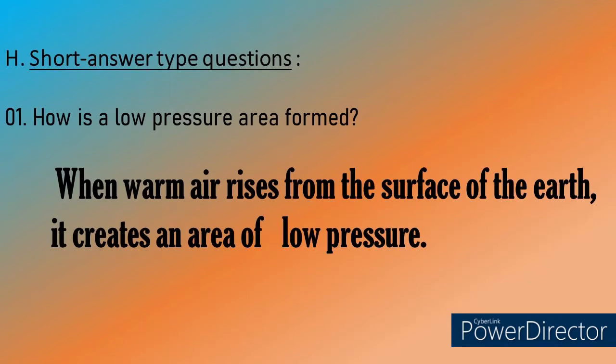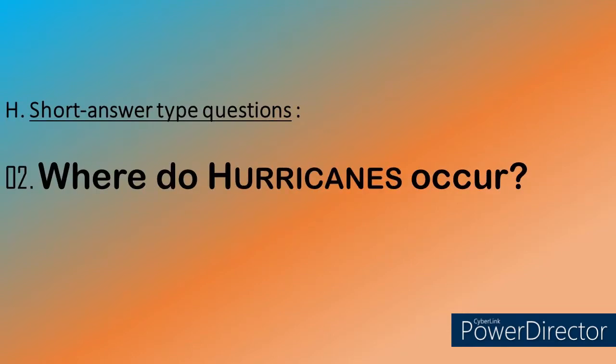When warm air rises from the surface of the earth, that results in the creation of a low pressure, and you know the continuation. Because of this low pressure, the air surrounding this place will start to move inside, and that results in the formation of wind. Again I repeat, when warm air rises from the surface of the earth, it creates an area of low pressure. This is the answer.